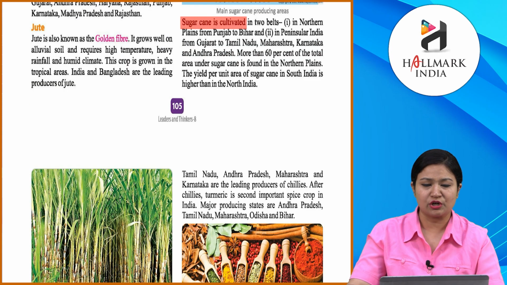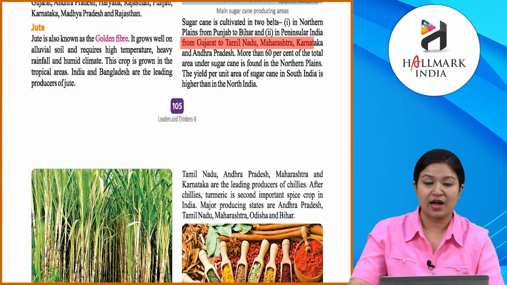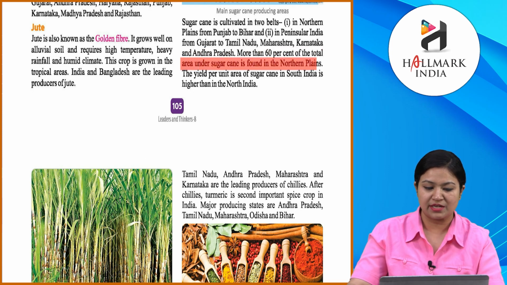Sugarcane is cultivated in two belts, in northern plains from Punjab to Bihar and in peninsular India from Gujarat to Tamil Nadu, Maharashtra, Karnataka and Andhra Pradesh. More than 60% of the total area under sugarcane is found in the northern plains. The yield per unit area of sugarcane in South India is higher than in northern India.